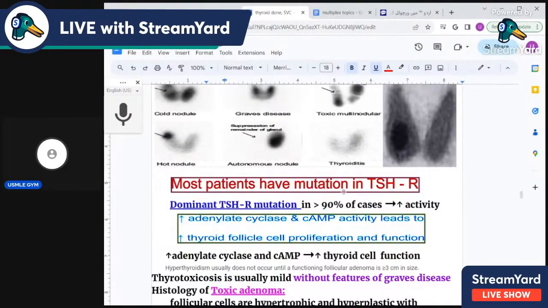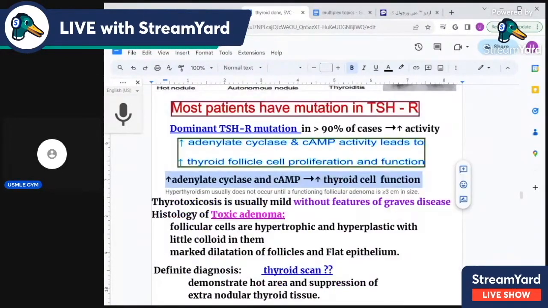Most patients have a mutation in the TSH receptor, a dominant type of mutation that increases the activity of the cells in this nodule, and this occurs in more than 90% of cases. What does it cause? The dominant mutation causes increased adenylate cyclase activity and cyclic AMP, which increases thyroid cell function. Thyrotoxicosis in a hot nodule is mild, without features of Graves' disease.